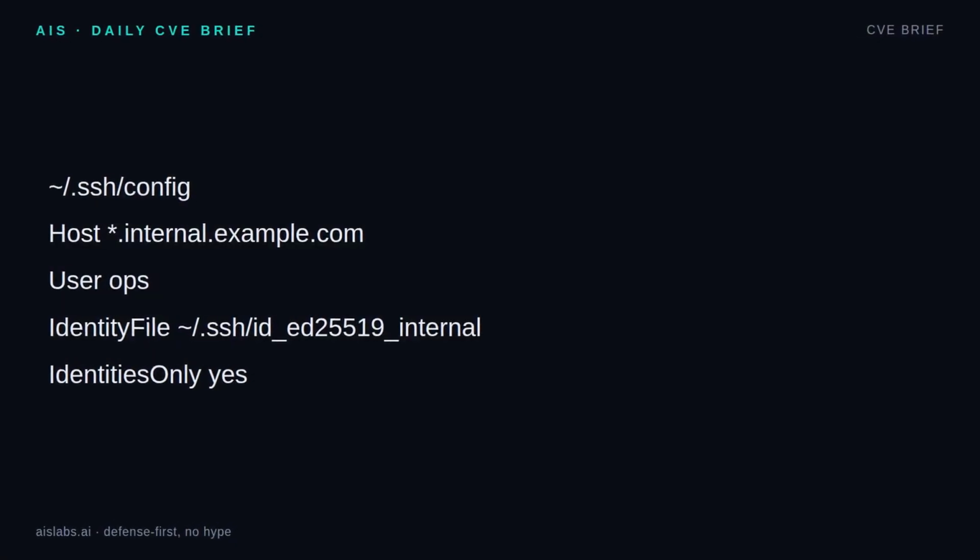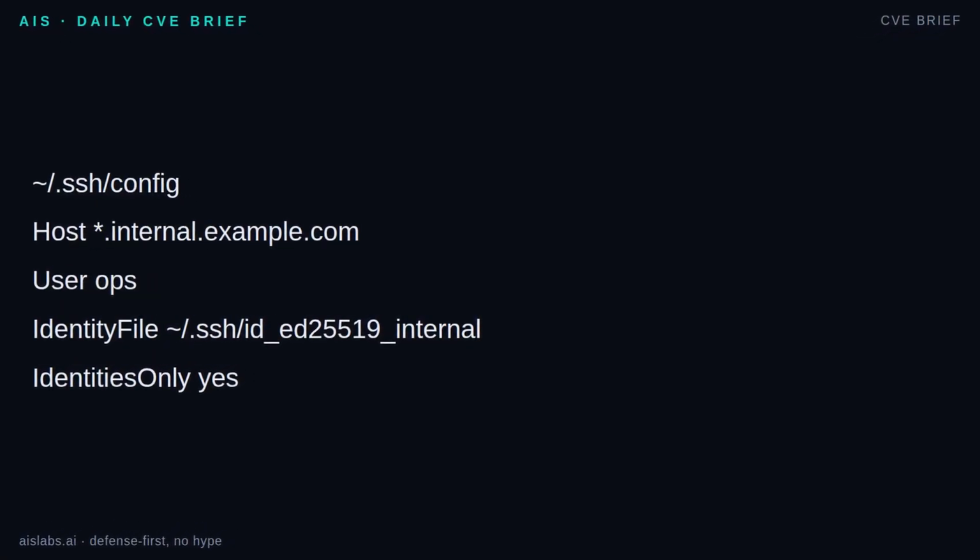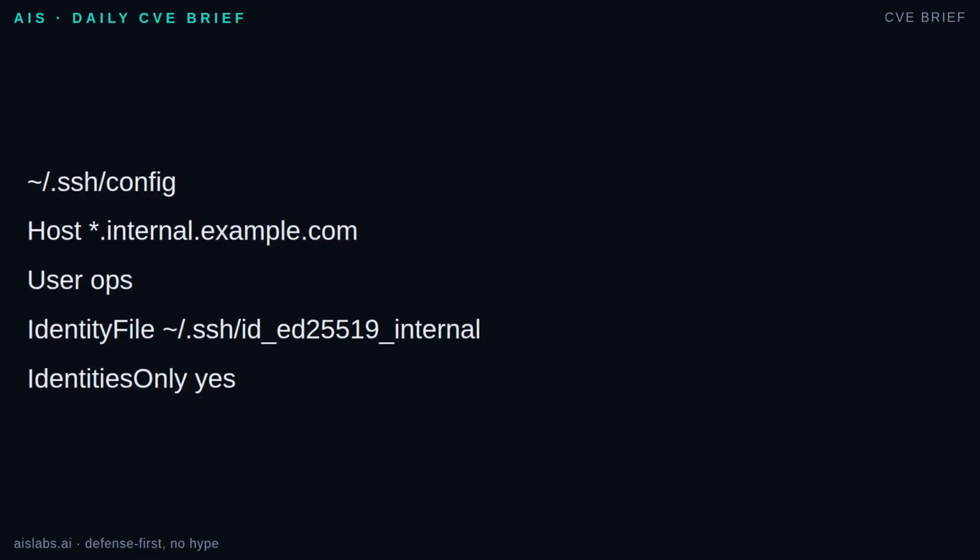Here is the core pattern. The host line matches anything you type that ends in .internal.example.com. The user line says these systems use the ops account unless a more specific earlier block already set user. IdentityFile names the key for this environment. IdentitiesOnly yes tells the client not to wander through every key in your agent as a fallback. That cuts noise, avoids server-side max-auth-tries failures, and prevents surprising key offers.